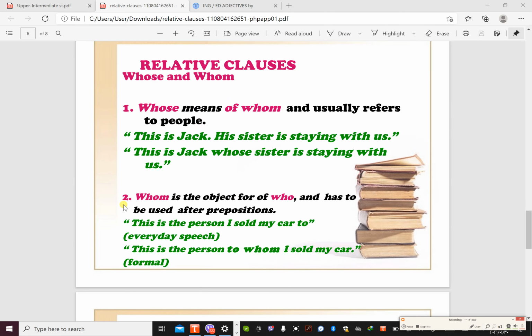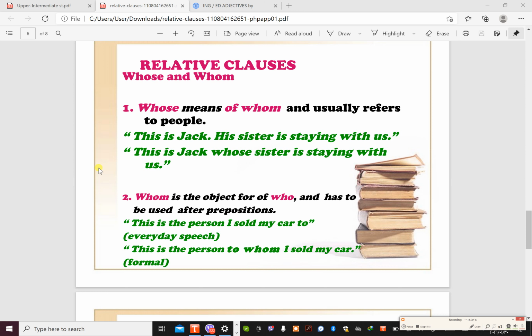And here we have whose and whom. Whose basically is used to mean "of whom," اللي تعطينا معنى أكثر للتملك, and usually it is used to refer to people as well. For example, "this is Jack, his sister is staying with us," so we say "this is Jack whose sister is staying with us." So whose is referred to Jack, what, to Jack's sister.